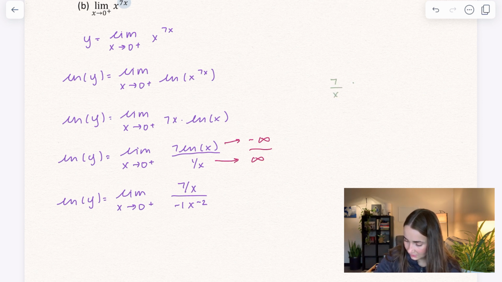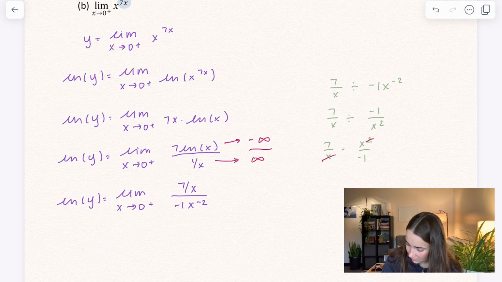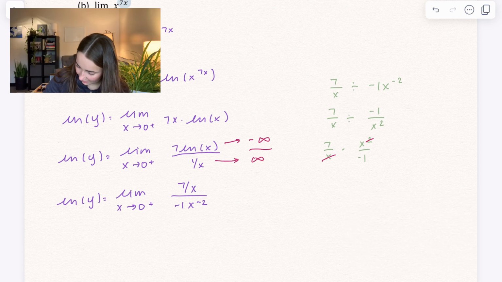So 7 divided by x divided by negative 1x to the negative 2. Let's go ahead and rewrite that as negative 1 over x squared. So then we can go ahead and multiply by the reciprocal. So here we can notice that one of the x's cancels out. And so what we're left with is 7x divided by negative 1 or negative 7x. So let's go ahead and replace that in our thing.